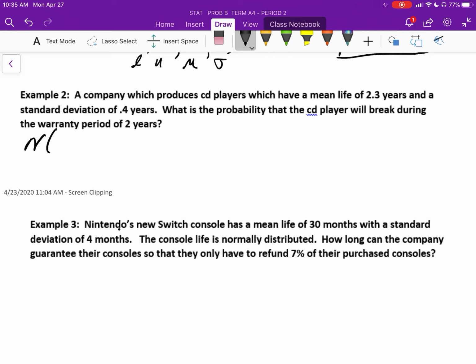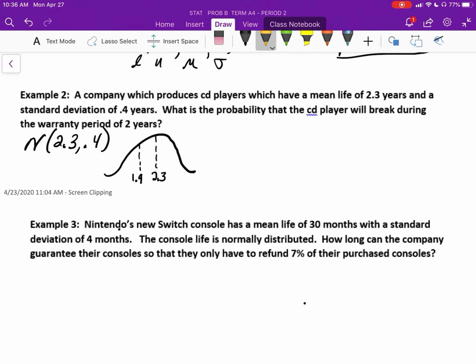So this is normally distributed. They usually last 2.3 years, and the standard deviation is 0.4. So if I wanted to look at a little picture of that, because I like to, 2.3 is here, and if I subtract 0.4 from that, I'm going to get 1.9. And I really only care about that side because they want to know what's the probability that it's not going to last up to 2 years.